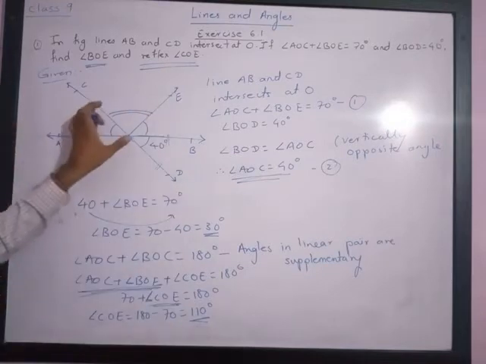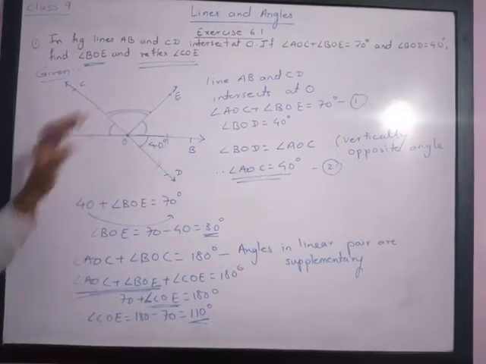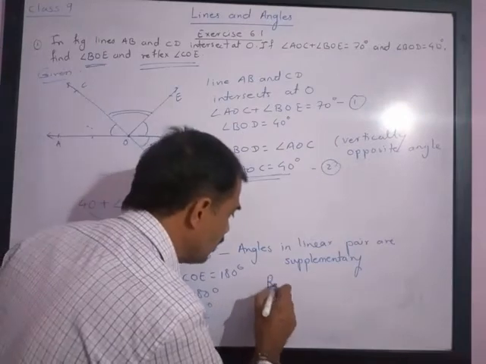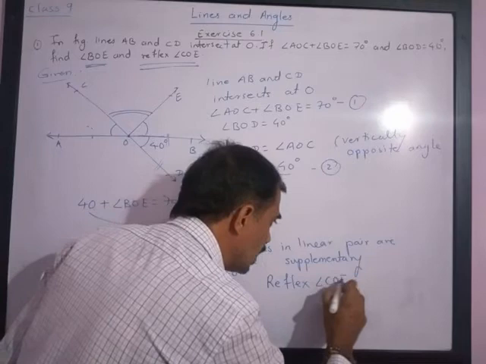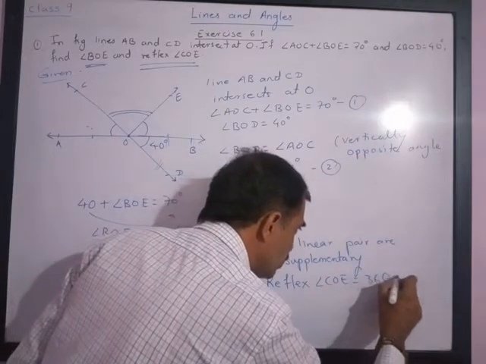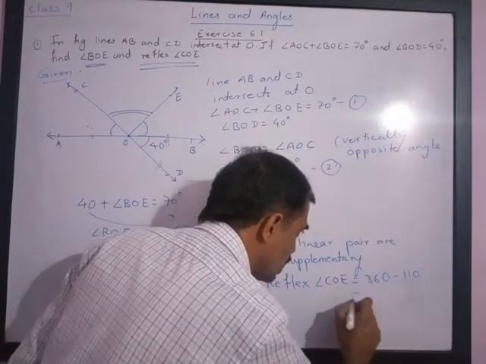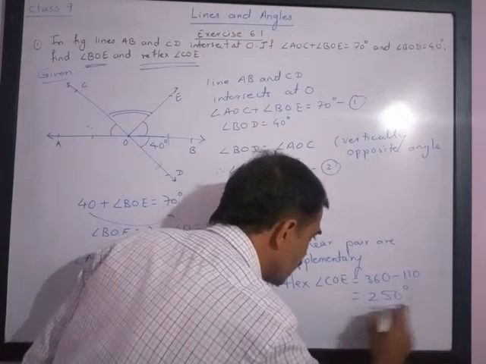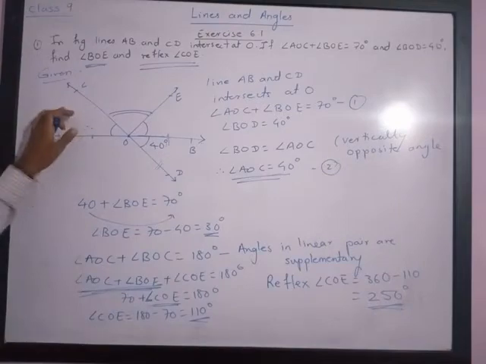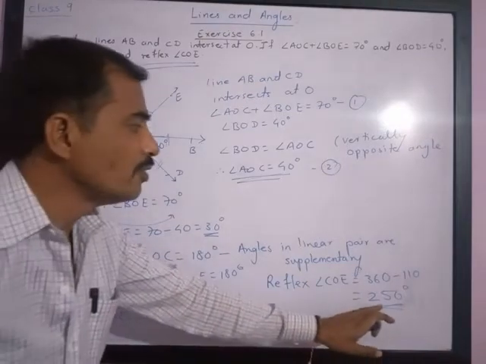Reflex angle COE is equal to 360 minus angle COE. So reflex angle COE is equal to 360 minus 110. So this will be 250 degrees. So reflex angle COE is equal to 250 degrees.